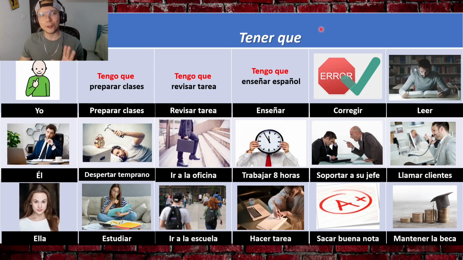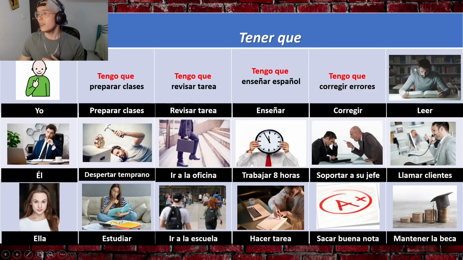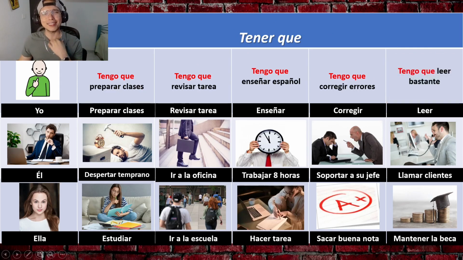Also, I need to correct mistakes. So I say, yo tengo que corregir errores. One more time. Yo tengo que corregir errores. So I have to correct mistakes. Y yo tengo que leer mucho. I have to read a lot so I can teach properly. Entonces, yo tengo que leer mucho. Now, this word bastante is the same as mucho. It means a lot. So, yo tengo que leer mucho, tengo que leer bastante.